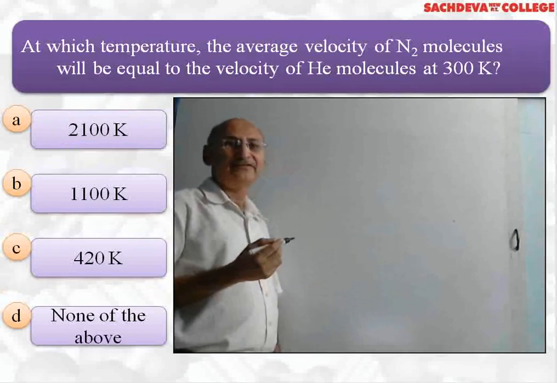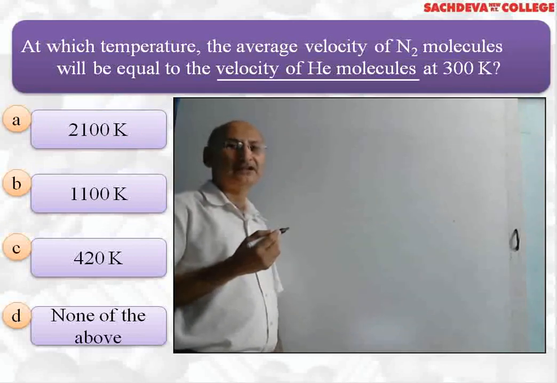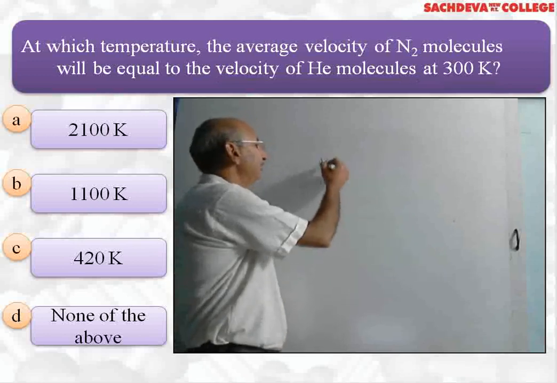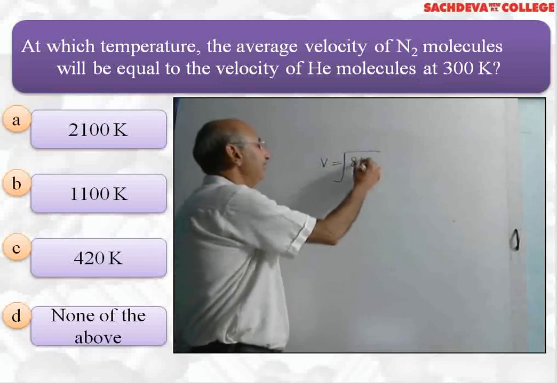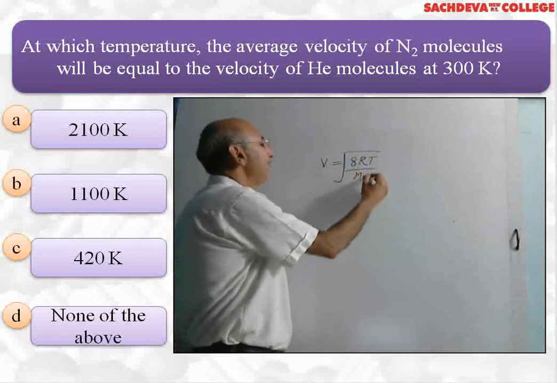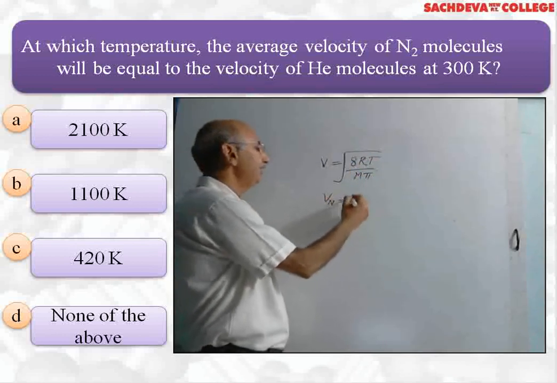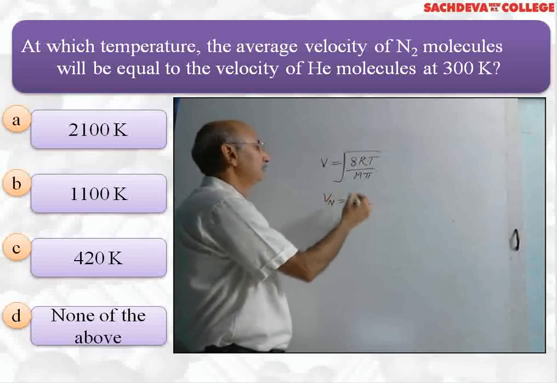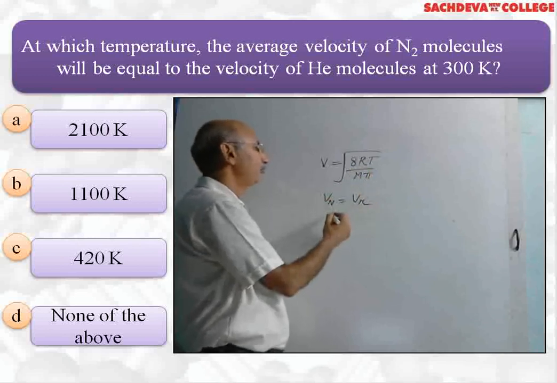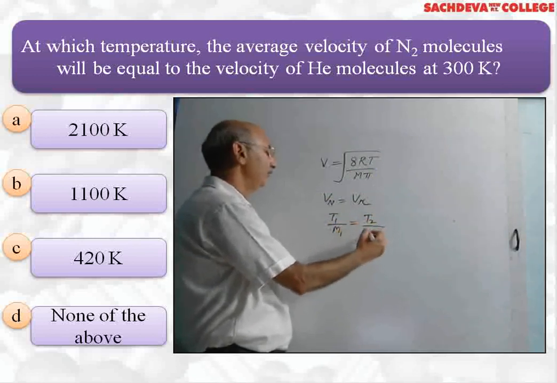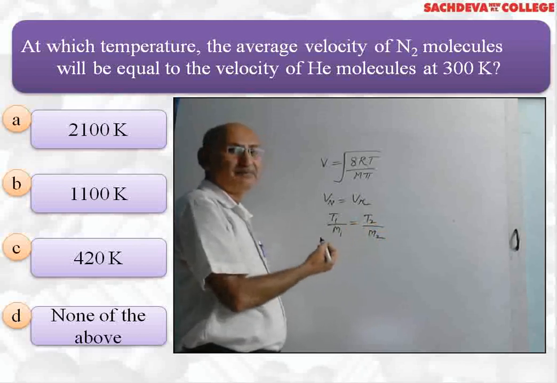Next question. At which temperature the average velocity of nitrogen molecules will be equal to velocity of helium molecules at 300 Kelvin? Average velocity V is denoted by the square root of 8RT over m pi. Now when velocity of nitrogen and helium are equal, so we take square of both, we will get T1 over m1 is equal to T2 over m2. This formula will be applicable.